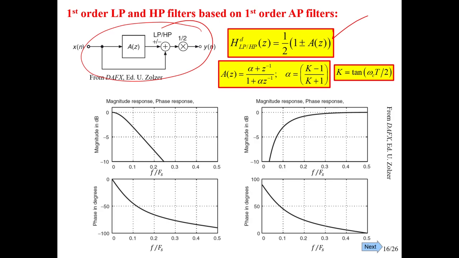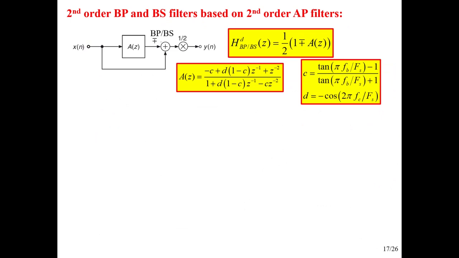And then here's some plots for that. These would look a little better if we were plotting them on a log frequency axis, but I just took the pictures from Zolzer's edited book, and this is what he had. But these do indeed look like low-pass filters and high-pass filters, just as we would expect. So that's nice. We can do a similar thing with second-order bandpass and bandstop filters.